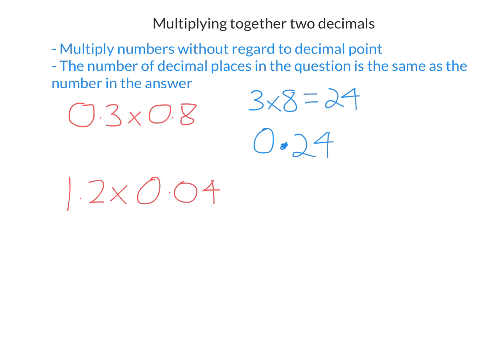So let's try this one here. Firstly, I'm going to multiply 12 by 4. Forget about the decimal points. So 12 by 4 we know is 48. Now, in the question there were 3 digits after the decimal place. So I need to have 3 digits after the decimal place in my answer. If I put the decimal point here, there are only 2 numbers after the decimal point. So I need to add in a 0. And if I put the decimal point there, I have 1, 2, 3 digits after the decimal point in my answer because I had 1, 2, 3 digits after the decimal point in my question. So this is my final answer and I'm done.